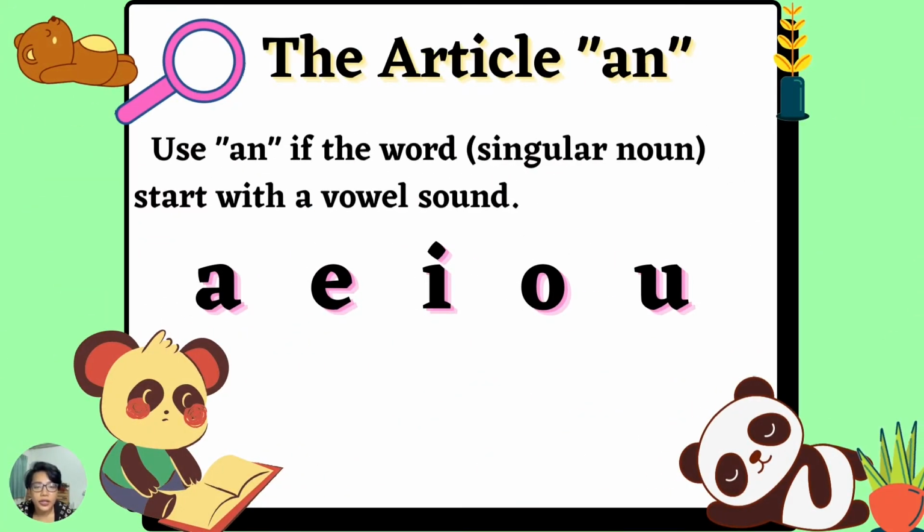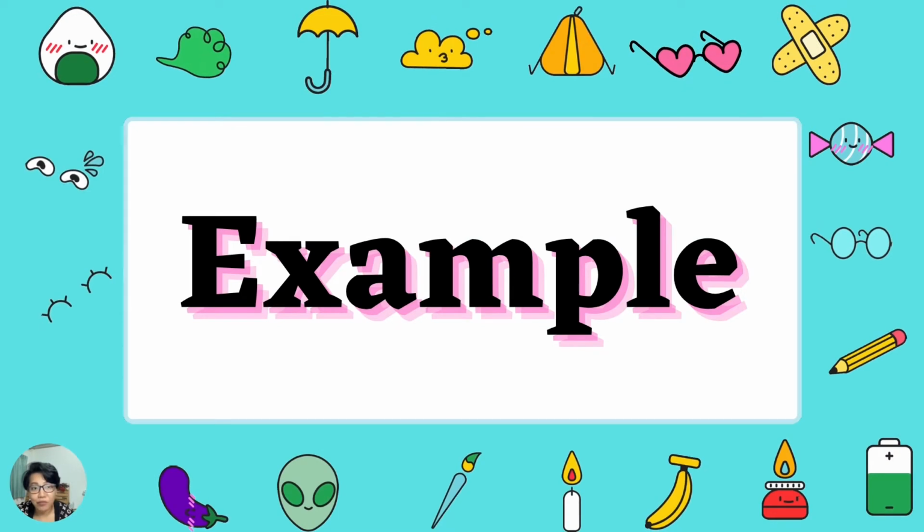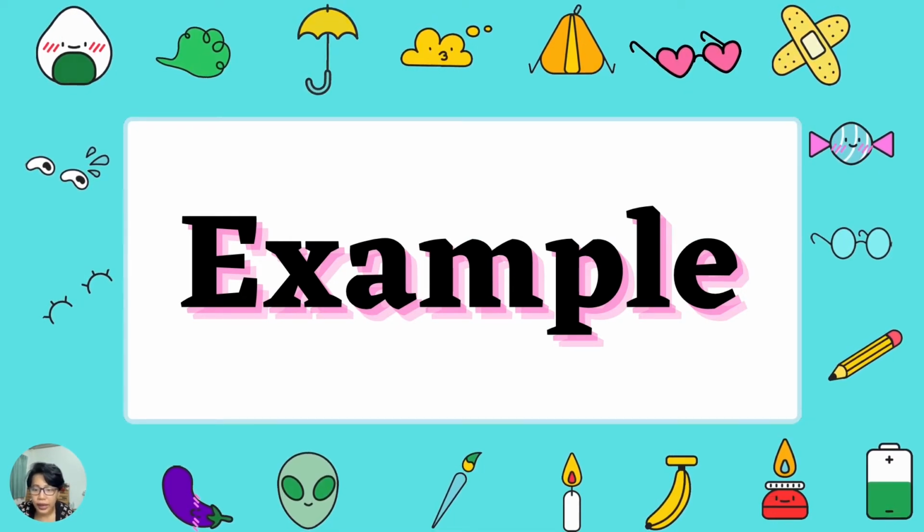Now this is about the article an. We use an if the word or singular noun starts with a vowel sound. How many vowel sounds in English do you know? You see there are 5 vowel sounds: A, E, I, O, and U, and we will use these vowels with the article an. Okay, for example, you will see.